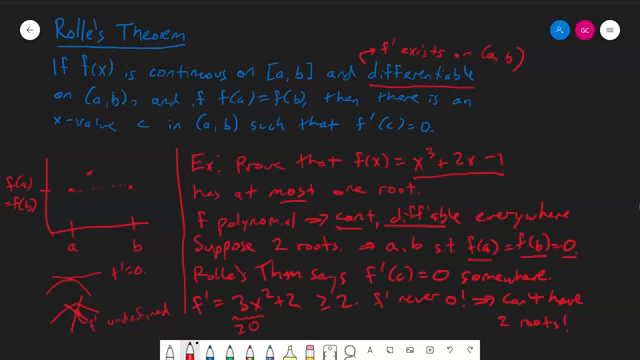Okay, so that's a very typical application of Rolle's theorem. And so next time we're going to see how to prove the mean value theorem using Rolle's theorem.